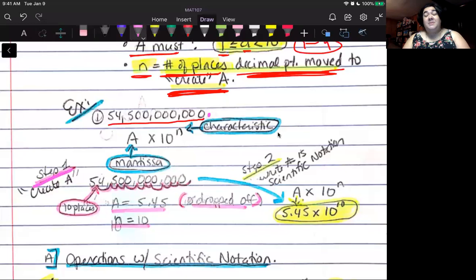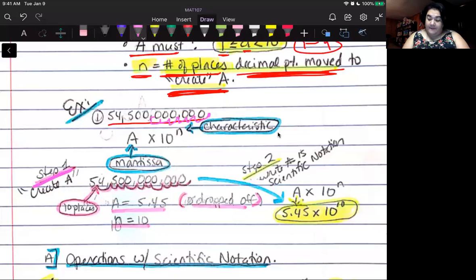So I move it, I move it, I move it. And everything that would technically be to the left of the decimal is still larger than 1 to 9. So I have to keep moving it. Move it, move it, move it. Nope, still larger. Keep going. Move it, move it, move it, still larger.